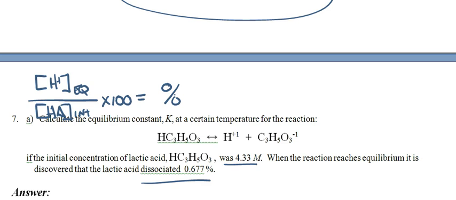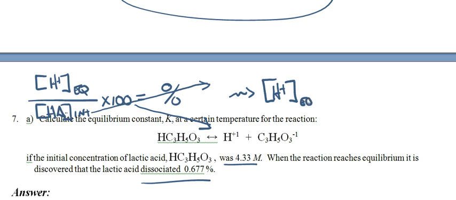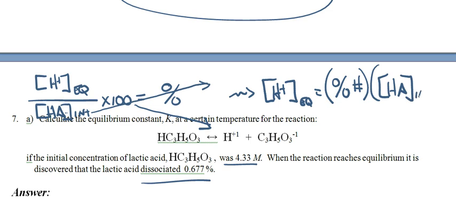Probably the best way to do this is, since we know what our percent is, we're going to divide by 100 on both sides. We're going to multiply our initial concentration of the acid, and we'll rewrite this as our hydrogen concentration at equilibrium is equal to our percent value, whatever that number is, times our HA concentration initially divided by 100. Okay.